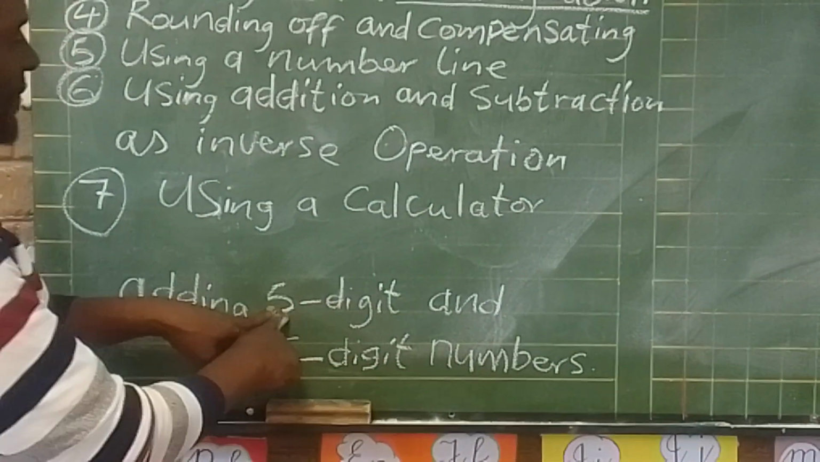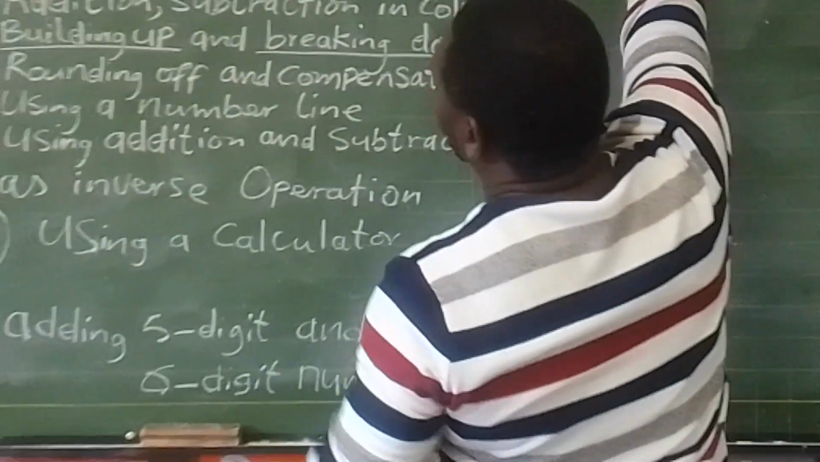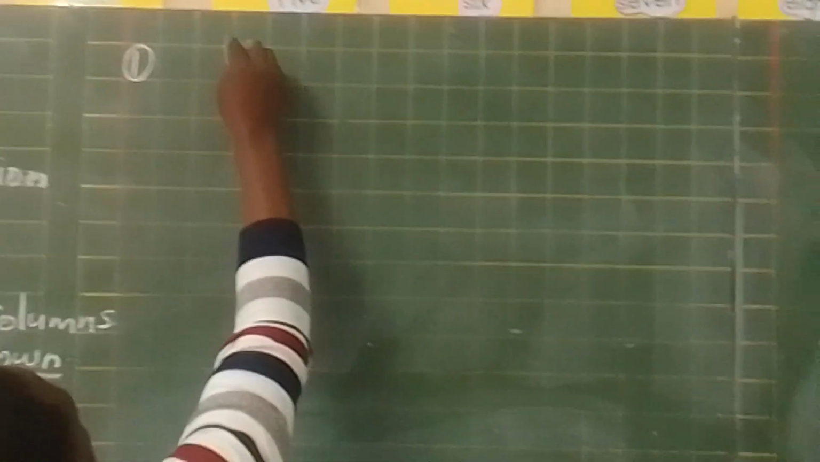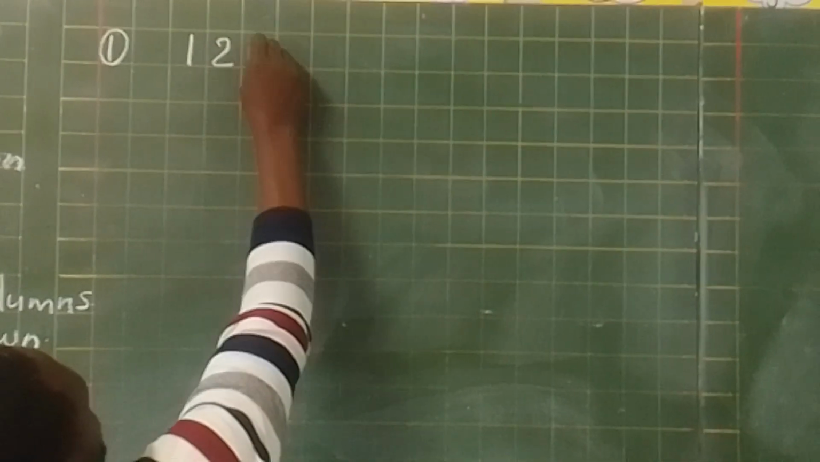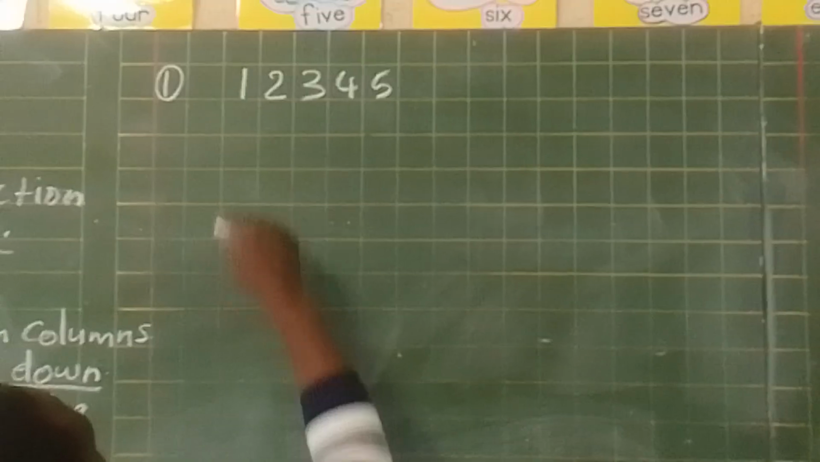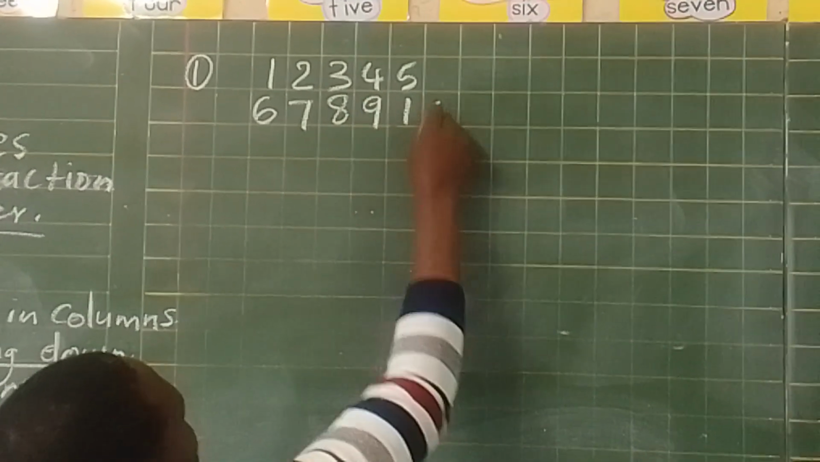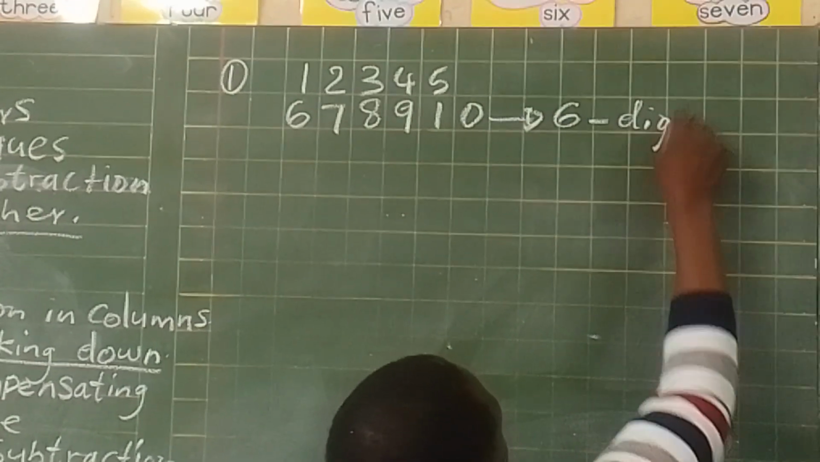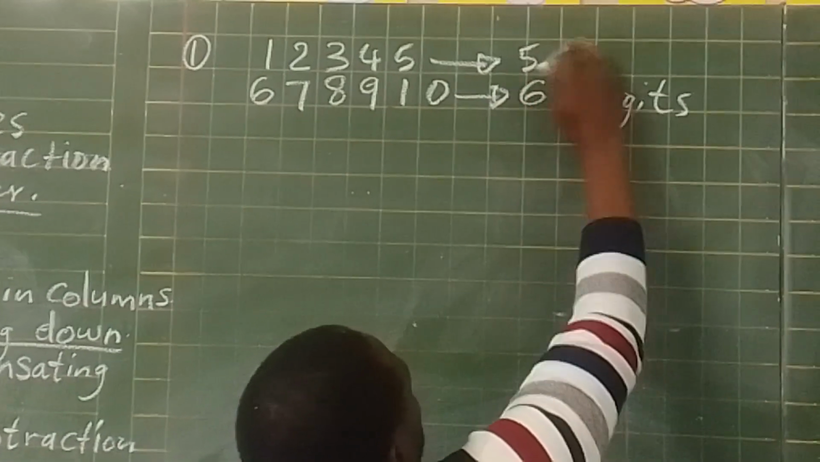Right. Now let's grab 5-digit and 6-digit numbers. Let's do number 1, estimation. When you estimate using 5 digits, let's say we have 5 digits: 1, 2, 3, 4, 5, and 6 digits: 6, 7, 8, 9, 10. This is your 6 digits, and this is your 5 digits.